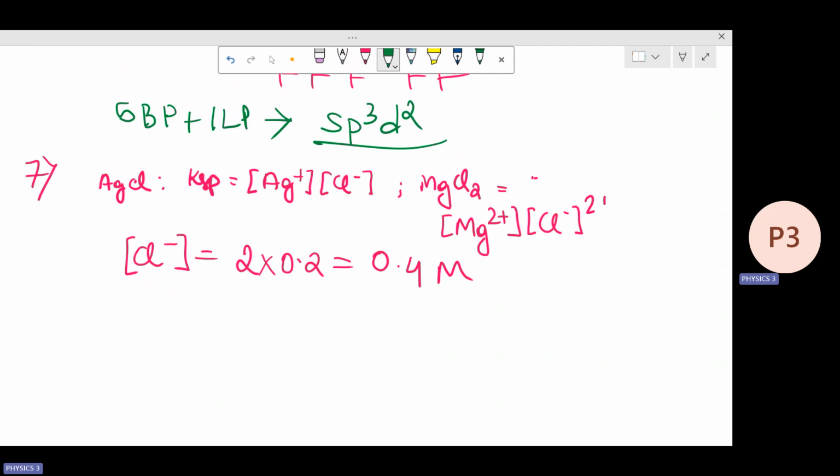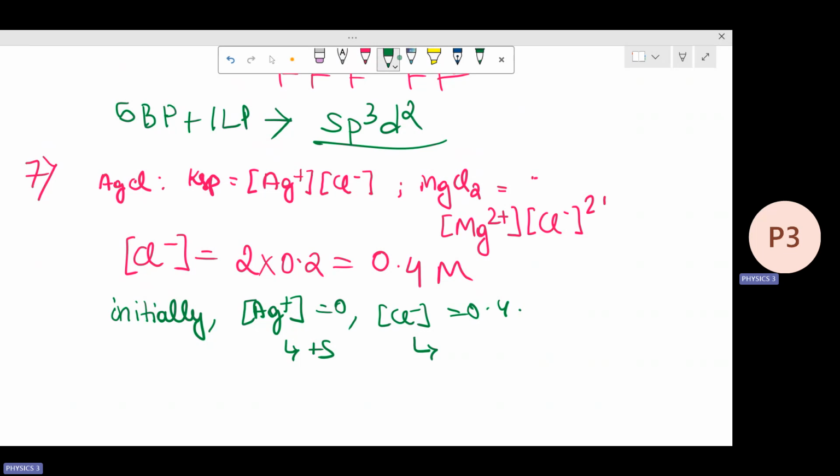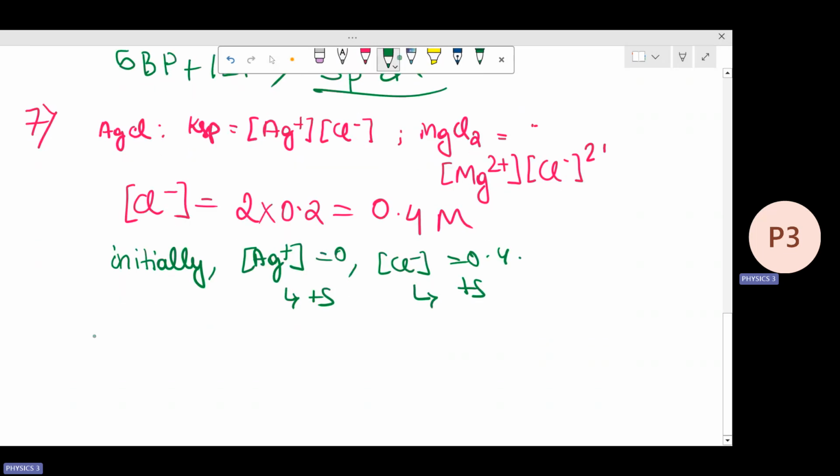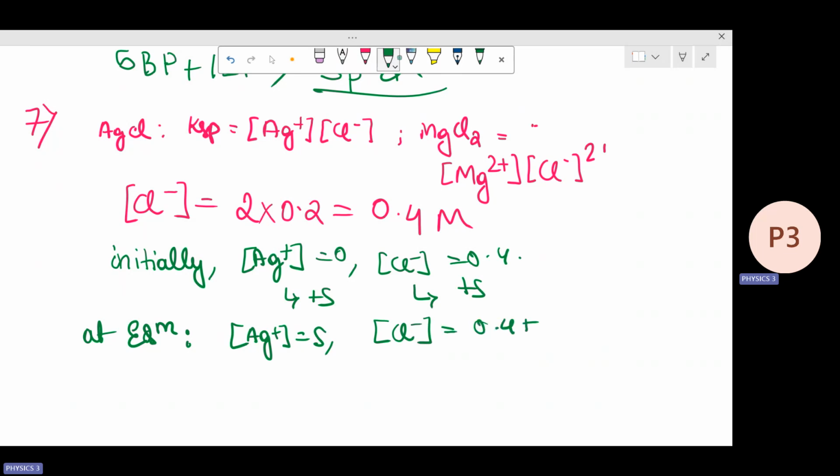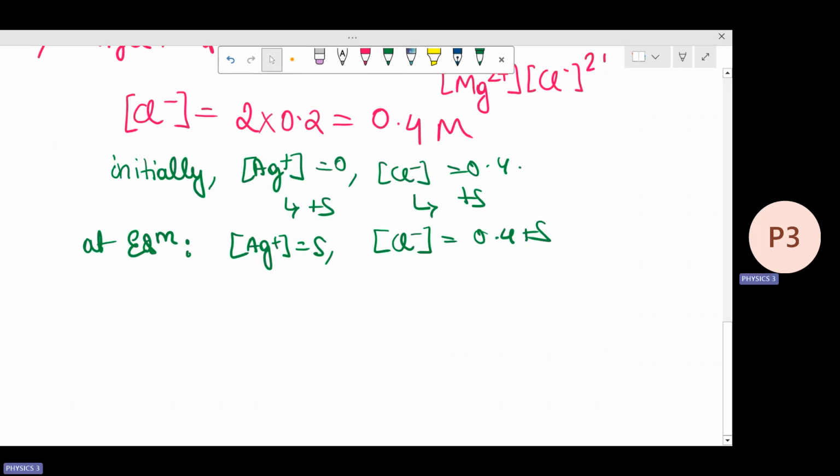Now, initially we saw that Ag+ will be 0. And what will be Cl-? Cl- will be equal to 0.4. Now, after you are doing it, Ag+ is going to be plus S, and Cl- is also going to be plus S. Now, at equilibrium, what will be the case? At equilibrium, Ag+ is going to be S and Cl- is going to be 0.4 plus S. Overall, what we are going to see is the Ksp of the total solution. We know that S is negligible in this case.